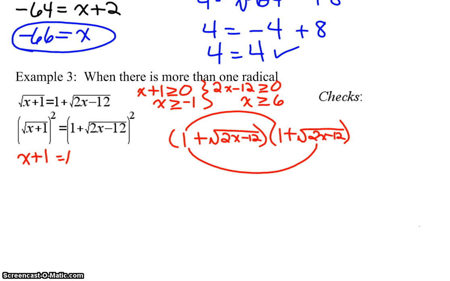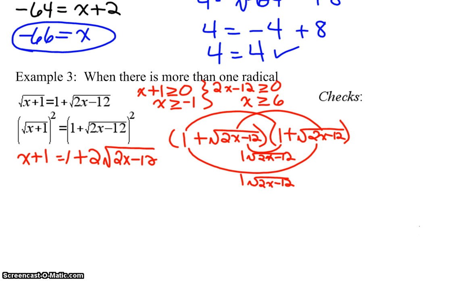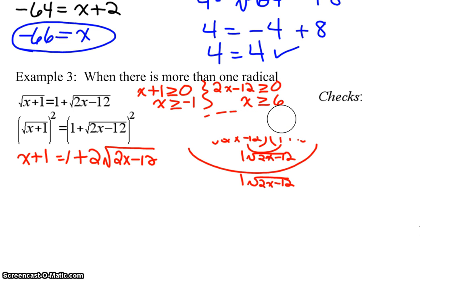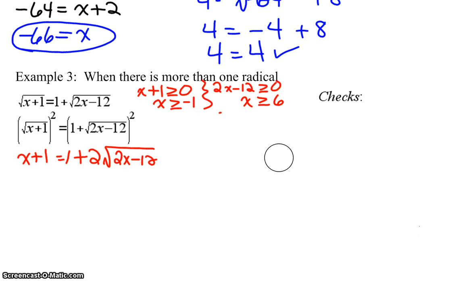My outsides are 1 square root of 2x minus 12. My inside terms are 1 square root of 2x minus 12. When I combine the outsides and the insides, I get 2 square roots of 2x minus 12. And then my last term is just square root of 2x minus 12 squared. Well, when you square a square root, the number comes out of the square root. So my last term on this FOIL process is just going to be the radicand of the original square root, or plus 2x minus 12. I'm ready to continue on now.